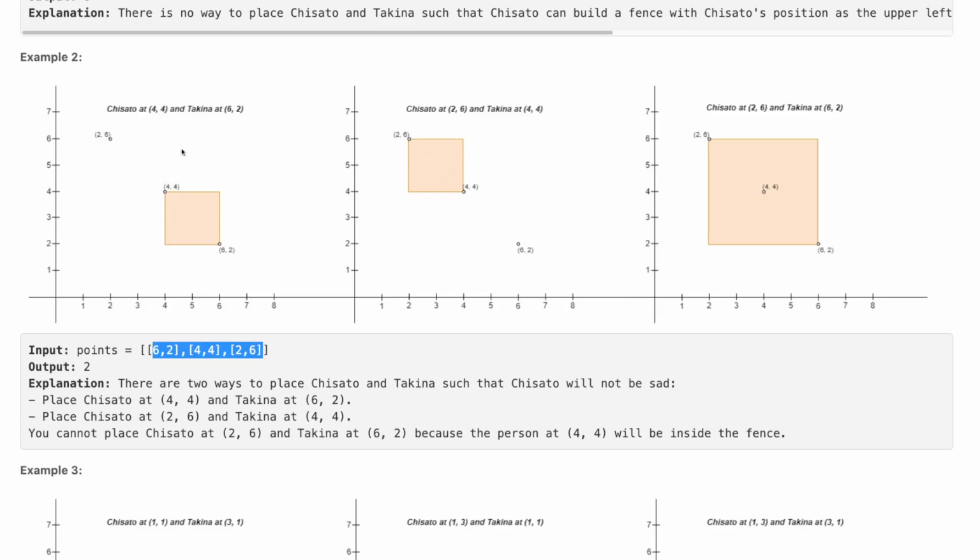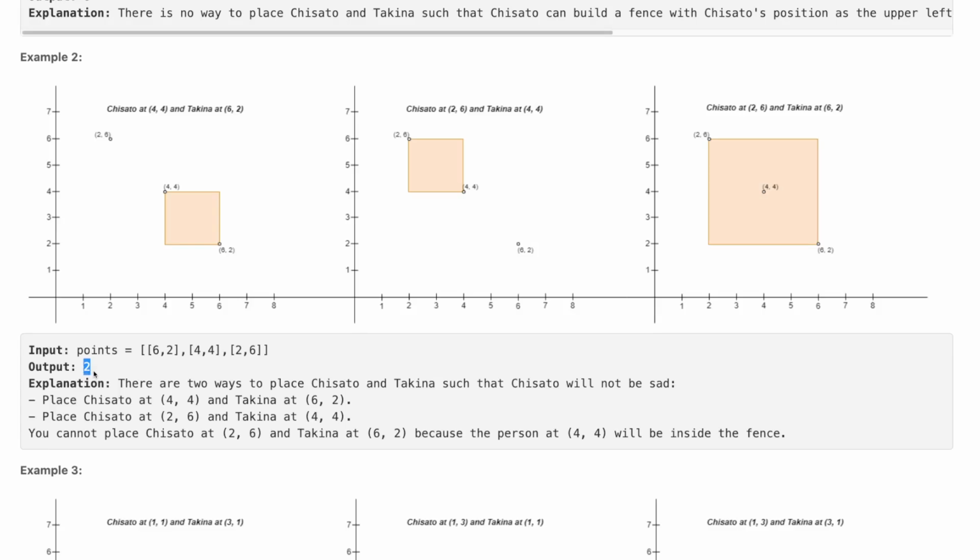Another valid way would be Chisato is at 2 6 and Takina is at 4 4. So in this case as well, you can see you can build a fence such that there is no one else inside the fence, and Chisato is at the top left and Takina is at the bottom right. Now finally, this is another way to build a rectangle, but in this case Chisato will not be happy. Even though Chisato is at the top left and Takina is at the bottom right, inside the fence there will be another person as well, so Chisato will not be happy. So in total there are only 2 ways to place Chisato and Takina at such positions such that Chisato will be happy, and hence the answer here is 2.